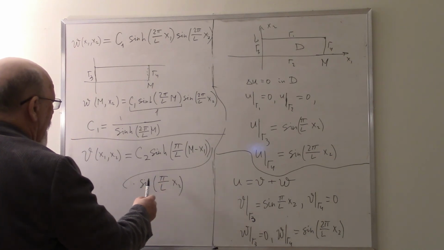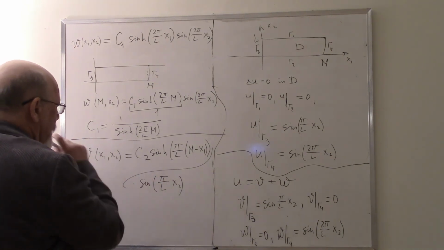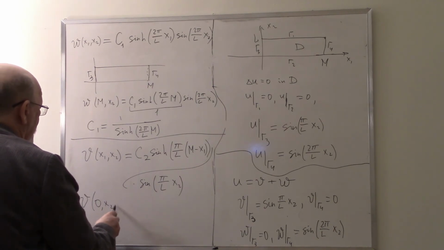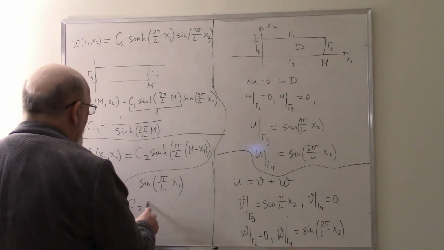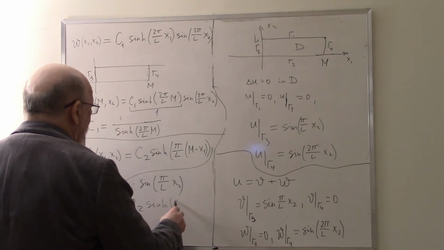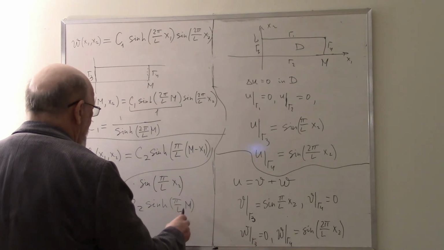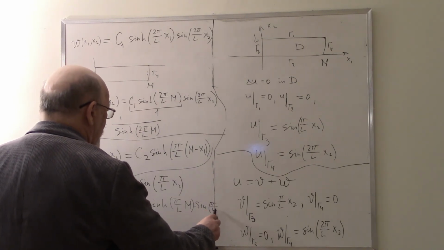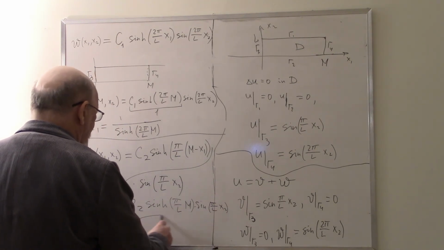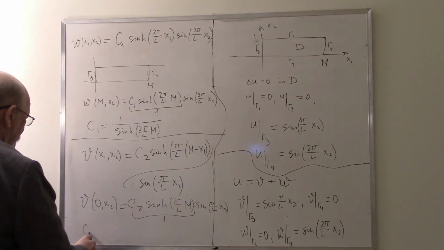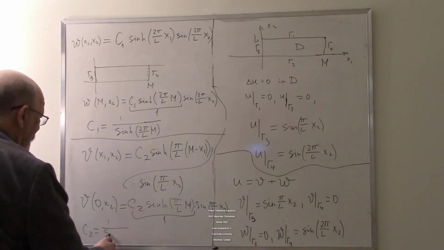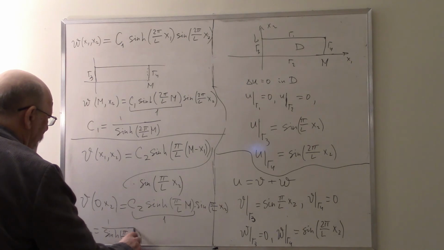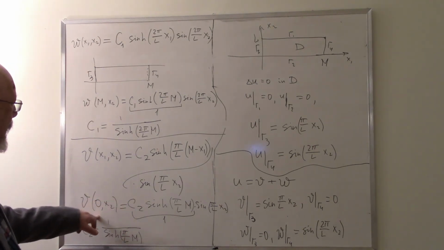Yes, and now we have to have that this product for V(0, x2) equals C2 hyperbolic sine of pi over L m, times sine of pi over L x2. And this should be 1. And so from here C2 equals 1 divided by hyperbolic sine of pi over L m. So this way we found V with this constant.